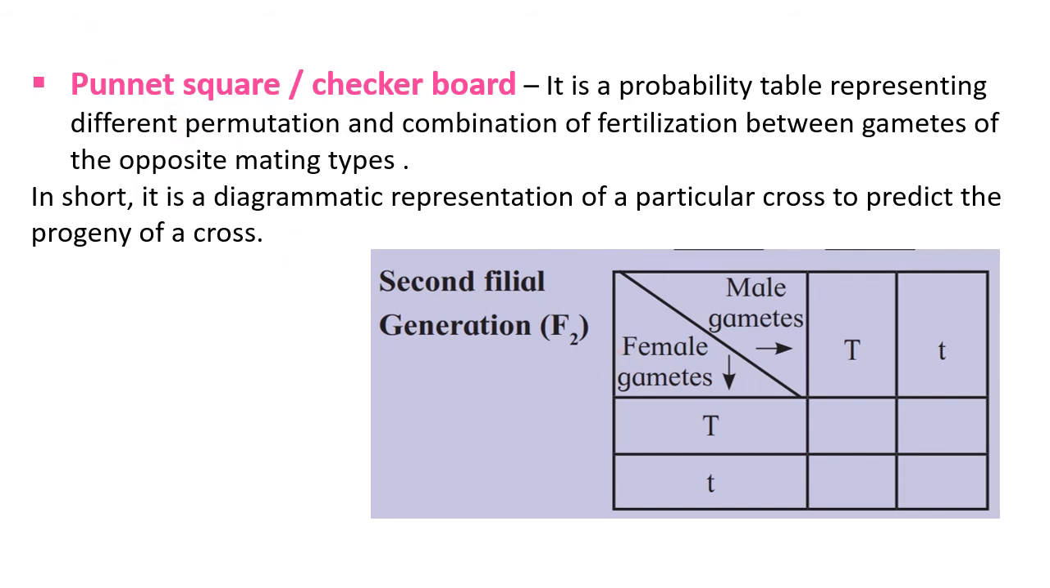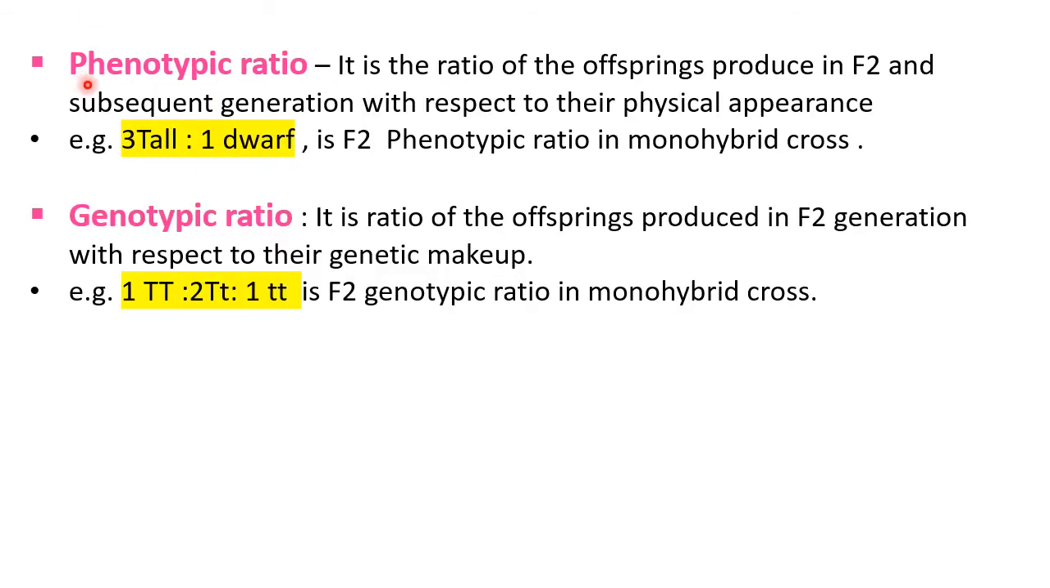Now we will learn the term phenotypic ratio. Phenotypic ratio means the ratio of the offspring produced in F2 generation and subsequent generations with respect to their physical appearance. It means the ratio which is obtained in F2 generation is called phenotypic ratio. It is determined on the external appearance of the organism produced in F2 generation.